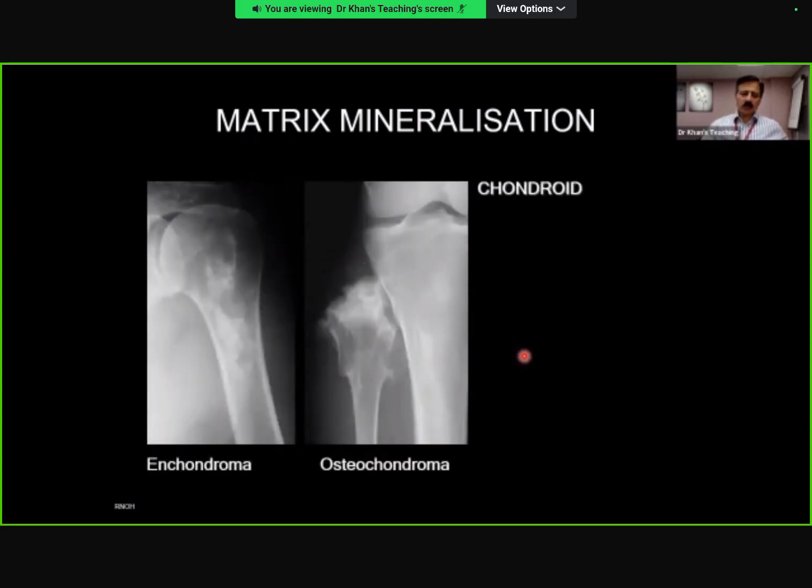Okay, then comes the concept of chondroid matrix. Chondroid matrix is cartilaginous matrix, and within that cartilaginous matrix, part of it is only seen on MR, and part of this calcifies. When it calcifies, the bone density is quite high, and you can see it through the bone. So it is very usual for an enchondroma to be seen like this. There might not be any lytic lesion, just calcification.